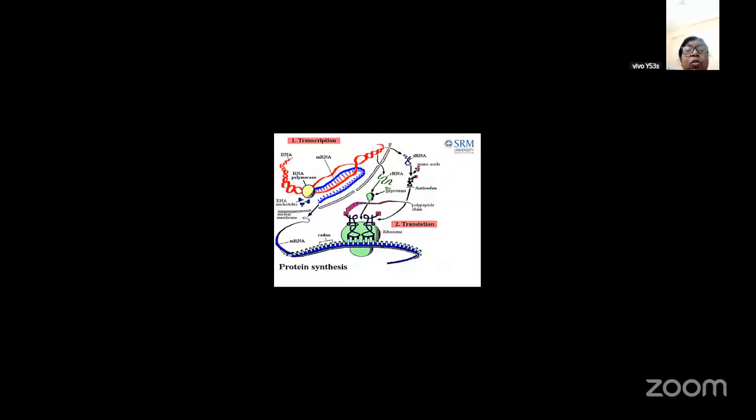See here, the first process is transcription and the second process is translation. So that is how it involves transcription as well as translation.